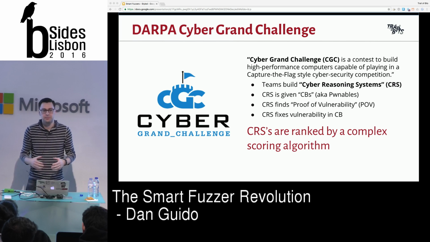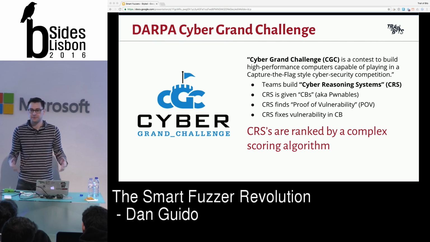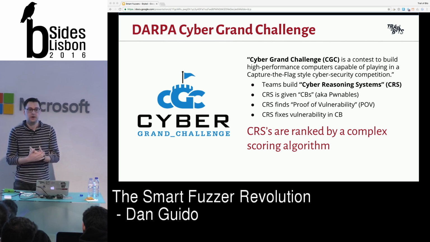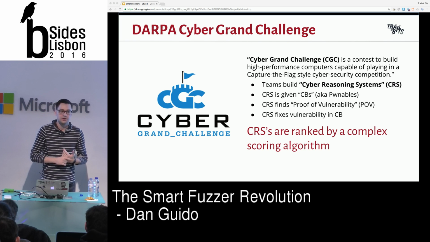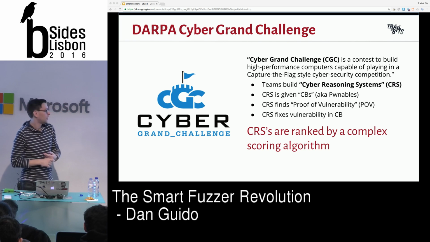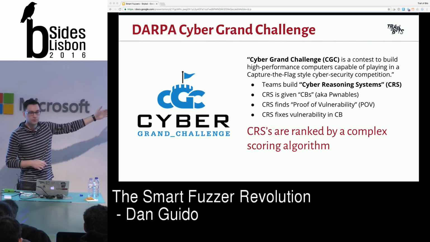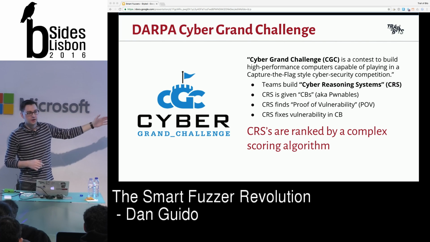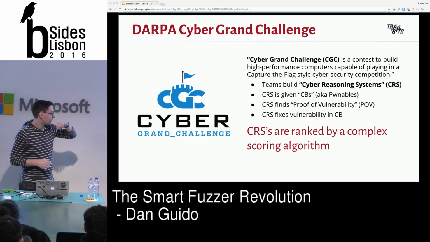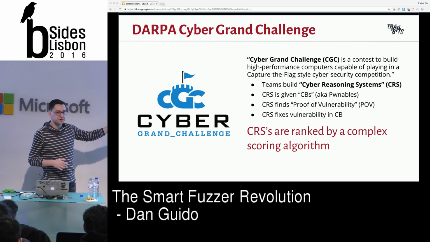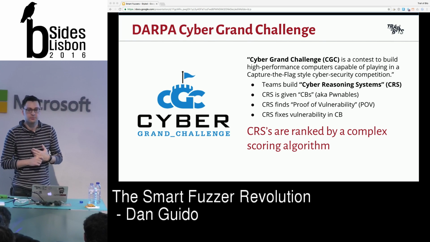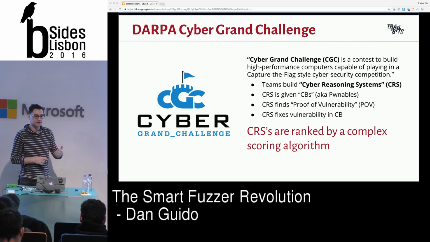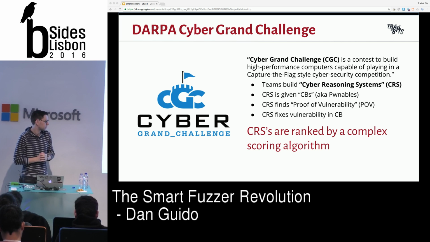The Cyber Grand Challenge is modeled after the Capture the Flag contest that we're all familiar with, except instead of humans playing, there are only machines. The machines have to do everything a human would do in a Capture the Flag challenge. They have to receive pwnables, basically, and find vulnerabilities in them. Those vulnerabilities are called proofs of vulnerability. It's a crashing input of some kind, or it might be an input that gains some register control to demonstrate that there's some path towards exploitation for it.